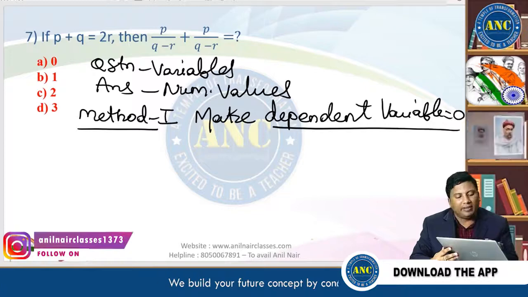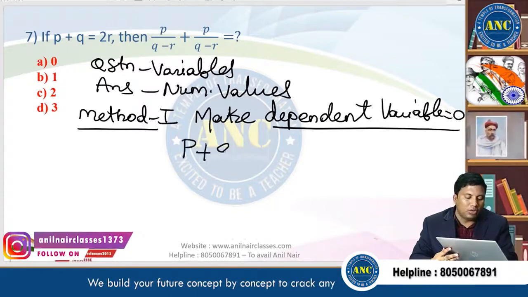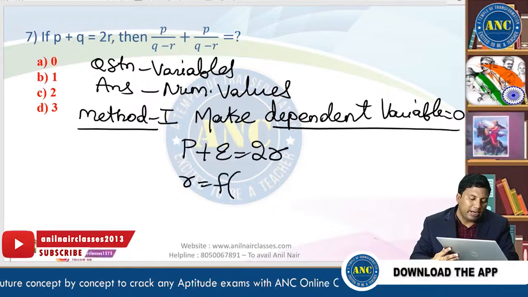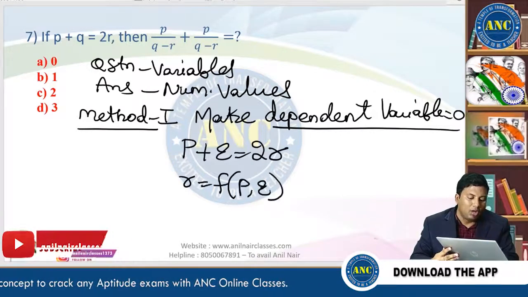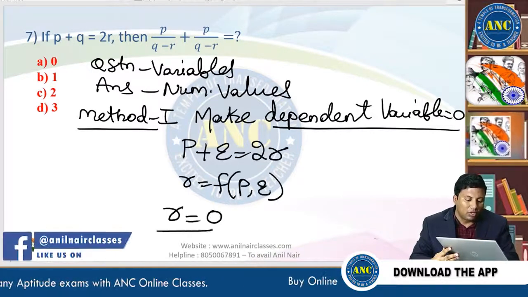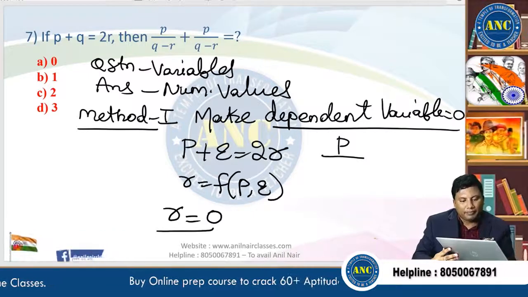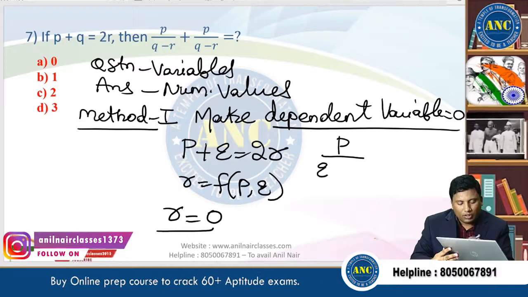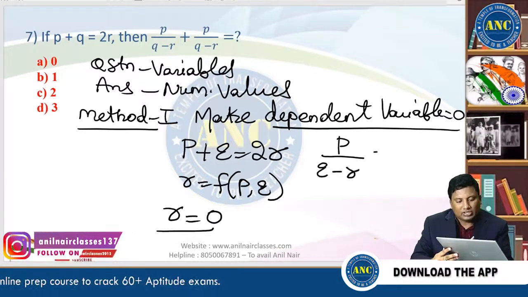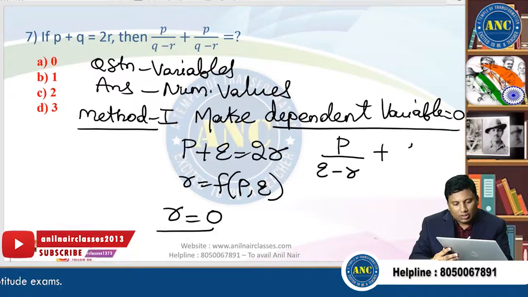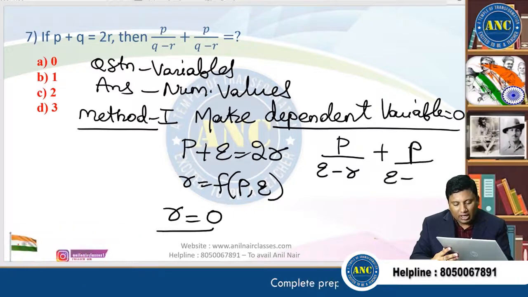Make dependent variable 0. P plus Q equivalent to 2R. R is nothing but dependent on P and Q. Make R value 0. If R value is 0, then this question will become P by Q minus R plus P by Q minus R.